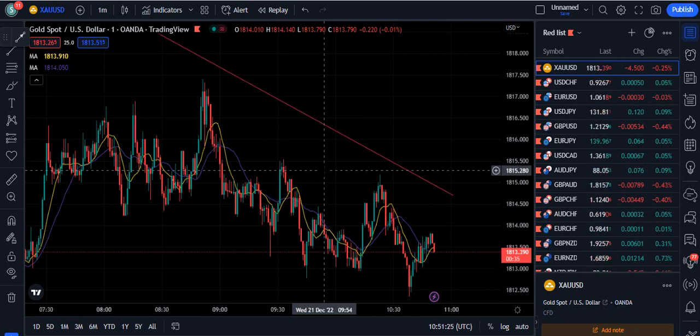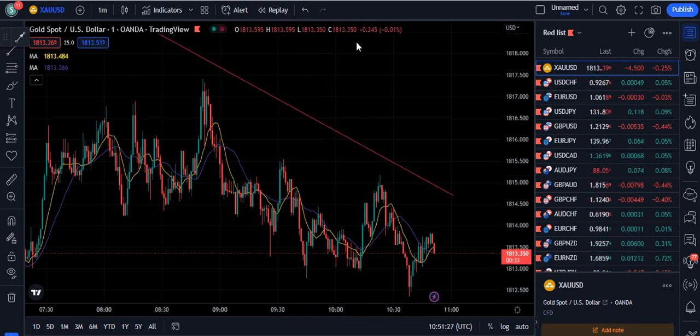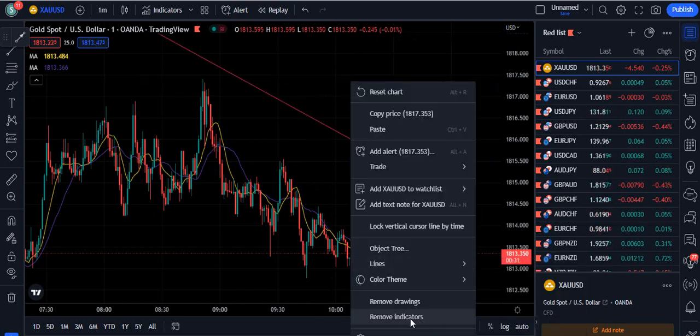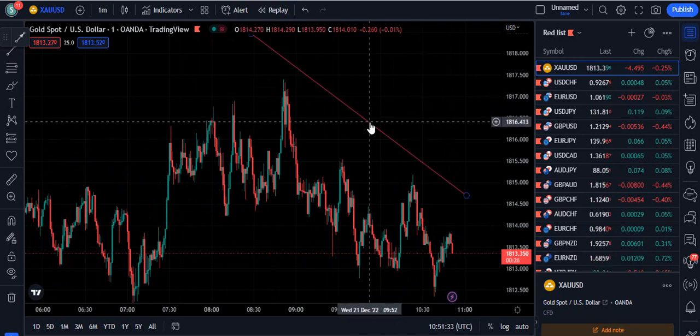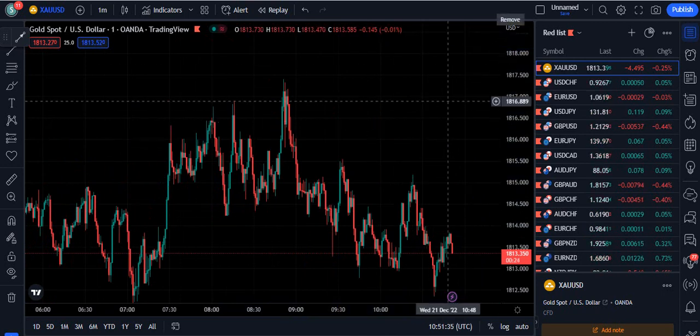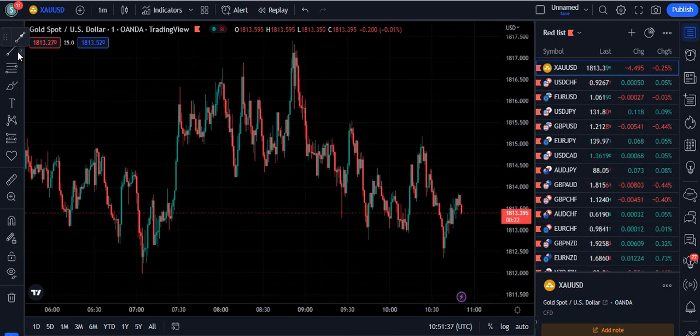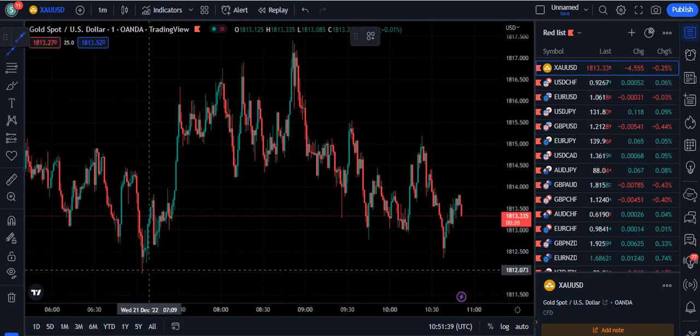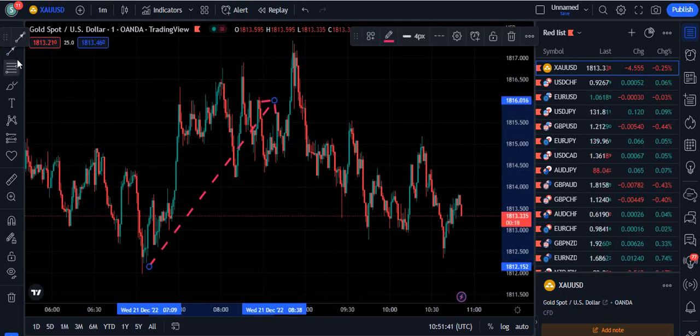So guys, I have very good techniques to trade the market, especially without indicators. For example, even if I delete all these indicators from my screen, I will be able to tell you from where I'm bullish and from where I'm bearish, so you can easily predict the market with price action.